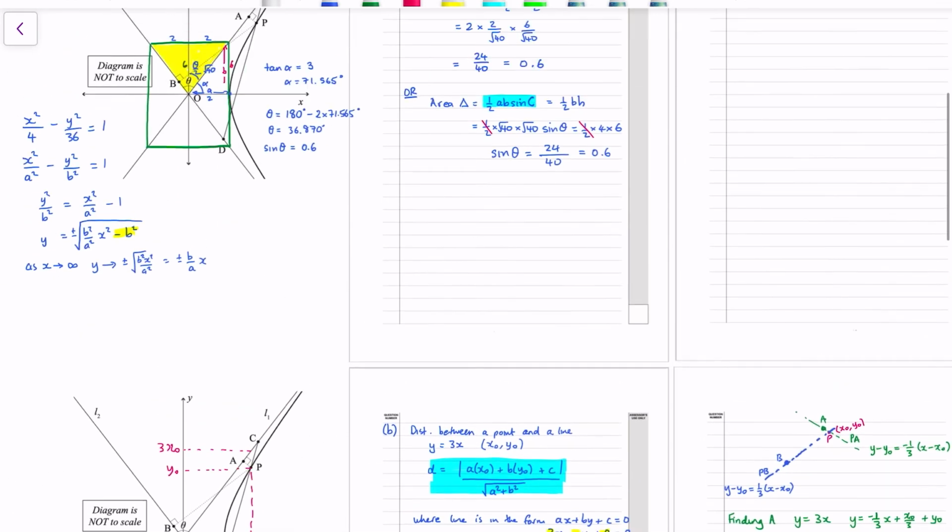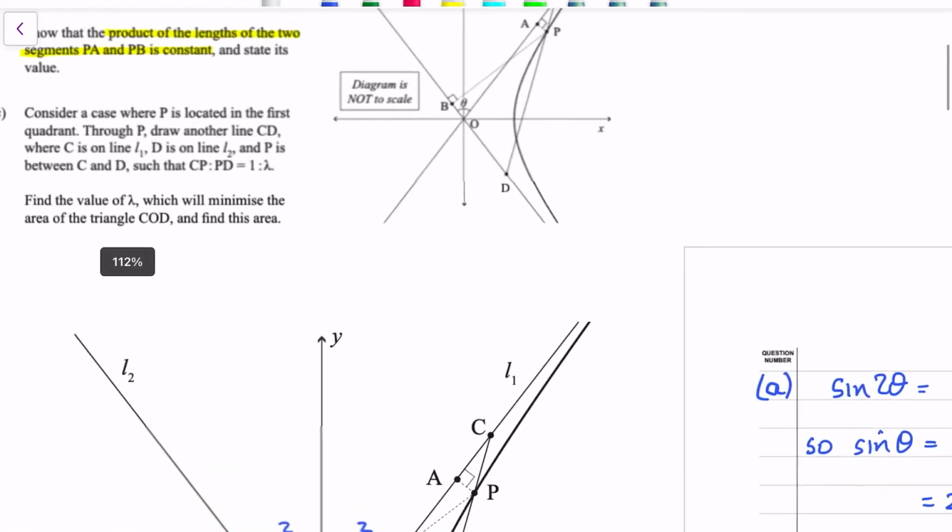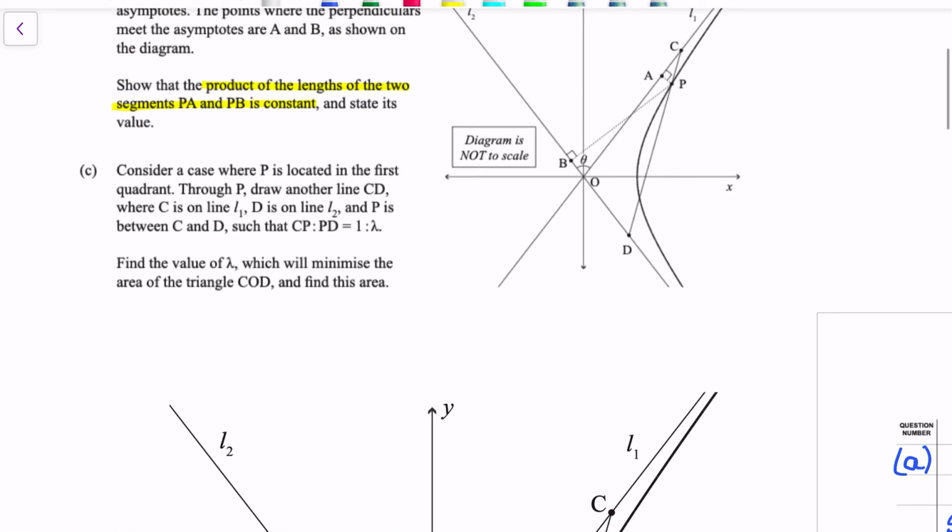Okay, third question. Consider a case where P is located in the first quadrant. Again, that's what we've been doing the whole time. Through P, draw another line CD. Okay, that's drawn for us in the diagram. Where C is on the line L1, D is on the line L2, P is between C and D, such that CP to PD is a ratio of 1 to lambda. So that doesn't mean that this length here is lambda and then the other length is 1. But it's in that ratio, lambda to 1.